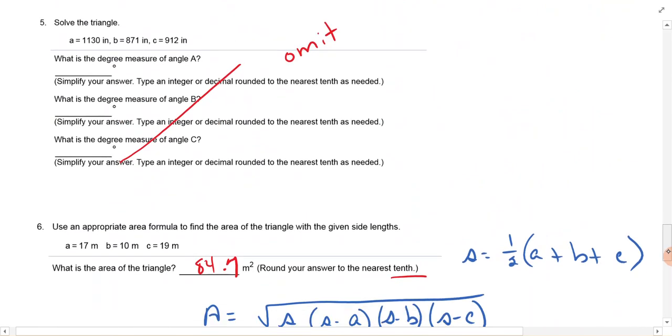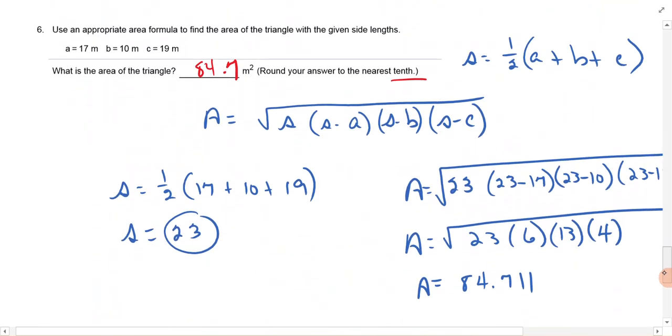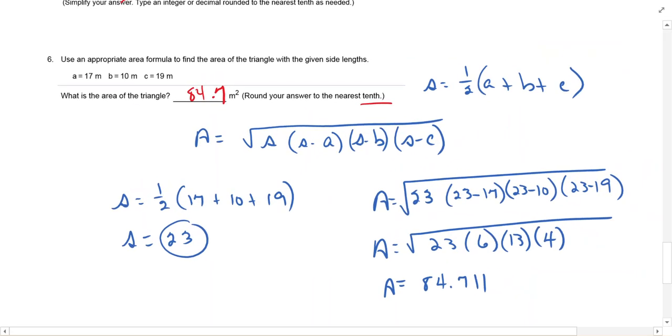Number 5, we're omitting. Let's go to number 6 and do some area. So you're given A, B, and C, and they want to know the area of the triangle. So the first thing we had to do was find the semi-perimeter. So you add up all three sides, divide by 2. That's 23. So then the formula is the square root of 23 times 23 minus that side, 23 minus that side, 23 minus that one. And you'll get some numbers in here. You can do all of that in your calculator, and you get 84.7 if you round to the nearest tenth.